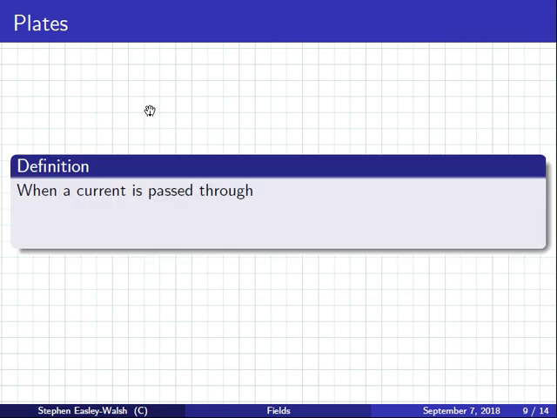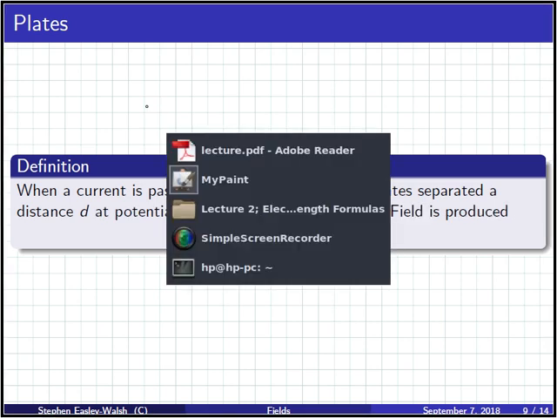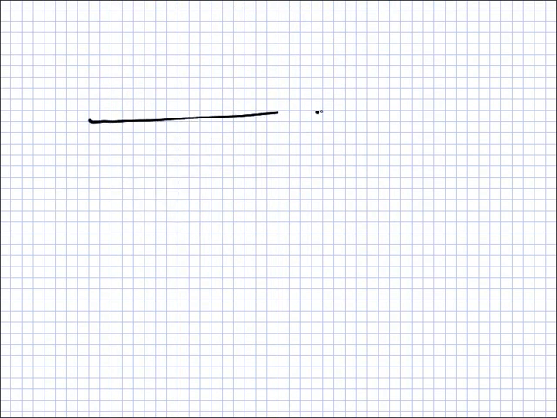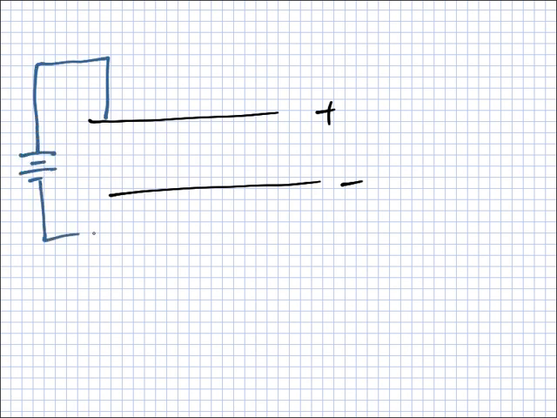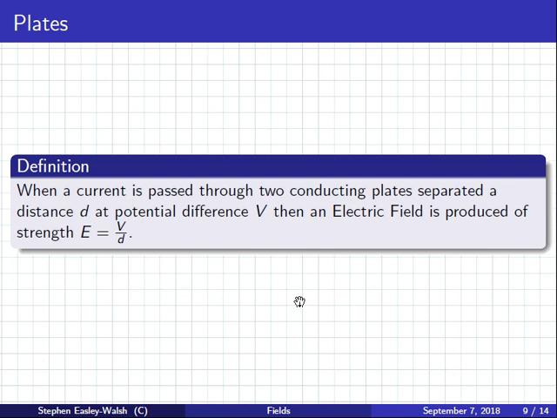Right, so when a current is passed through two conducting plates, separated at distance d at a voltage V, there's an electric field produced. The way you make the field between the parallel plates is quite simple. All you do is pass a current through it, and this causes the field to appear. We'll call this distance D, and we'll call this voltage V. And the strength of the field, I suppose if we want to be clear, the strength here at the top is V over D. V over D is the formula here.